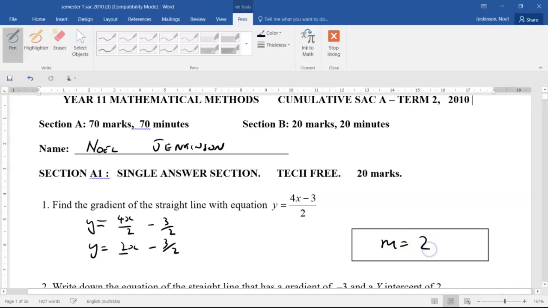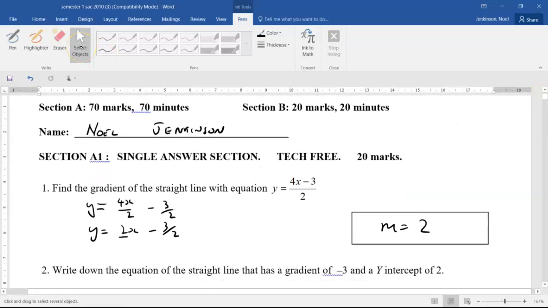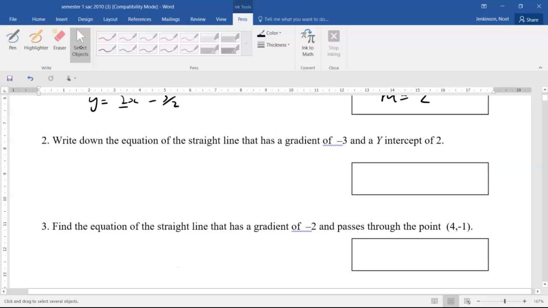M equals 2. I need to move down the page. I either click on this little thing here, or I click select and I just use my finger. I just prefer that. Get the pen back. Write down the equation of the straight line.